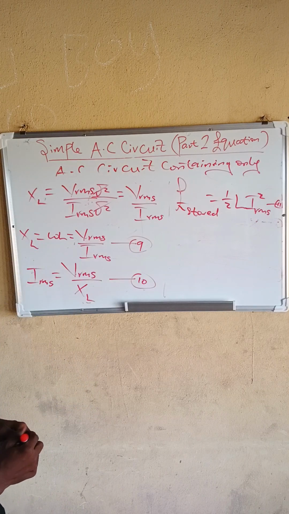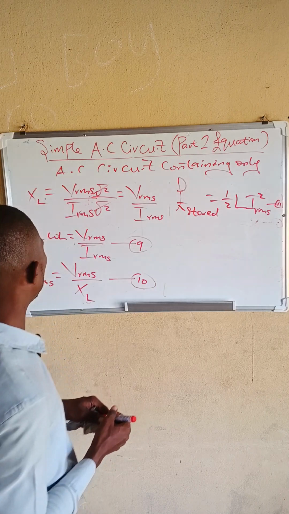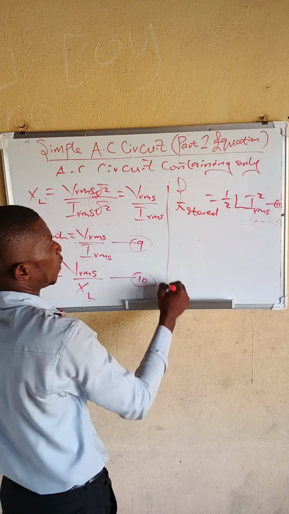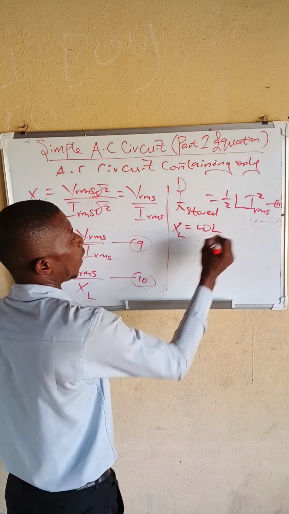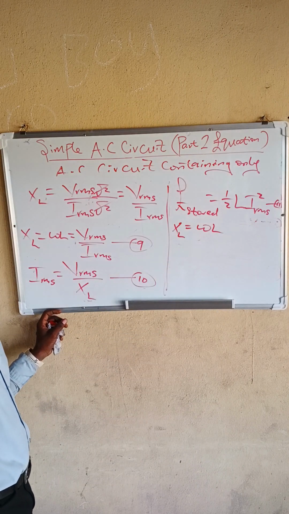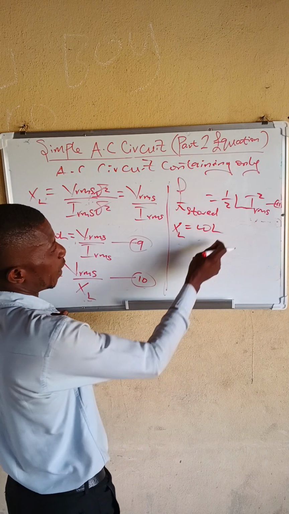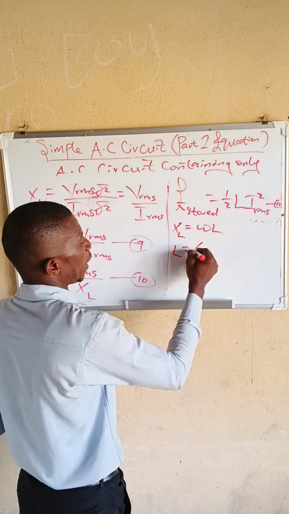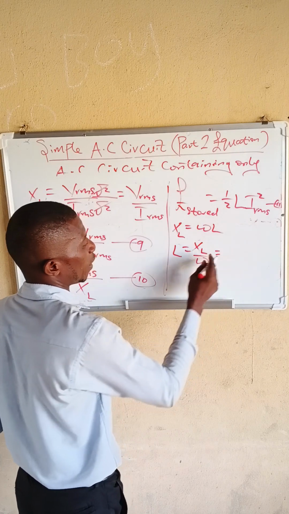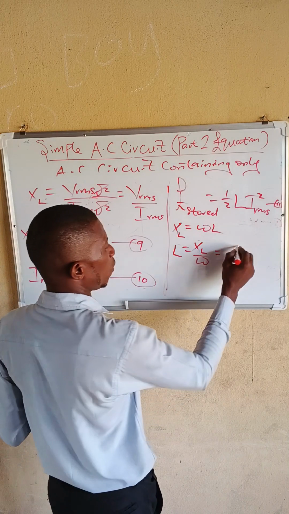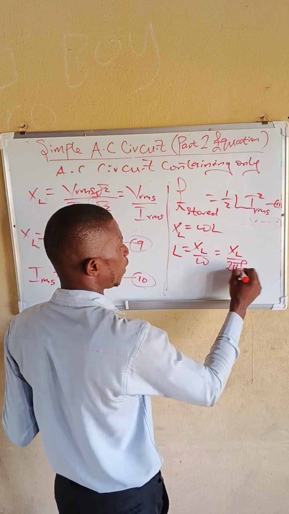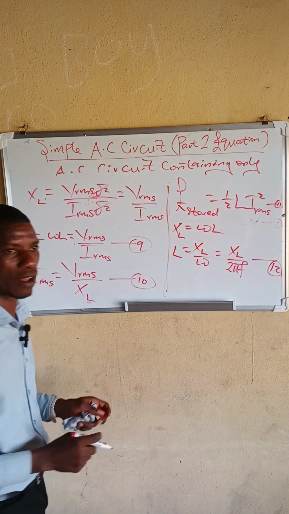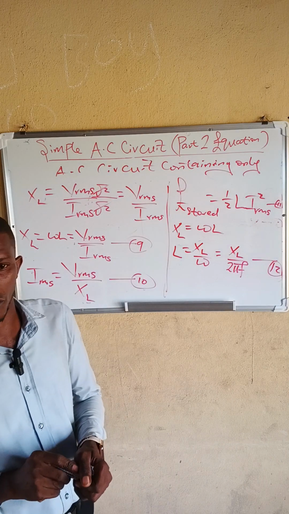Then we can also calculate the inductance of an inductor. The inductance of an inductor can be generated from this equation, given that XL is equal to omega L. L here is the inductance of an inductor and is measured in Henry. So I can make this L the subject of the formula. If I do that, I will have XL over omega. And this omega is given as 2 pi F. So I will have this over 2 pi F. So this formula is equation 12, and this is the formula for inductance of an inductor.